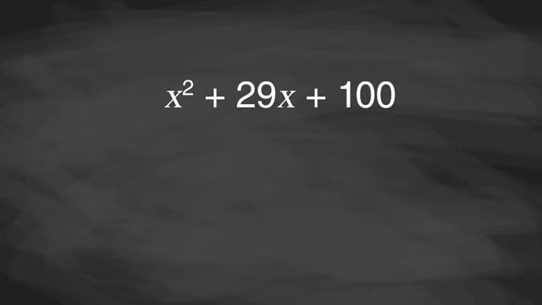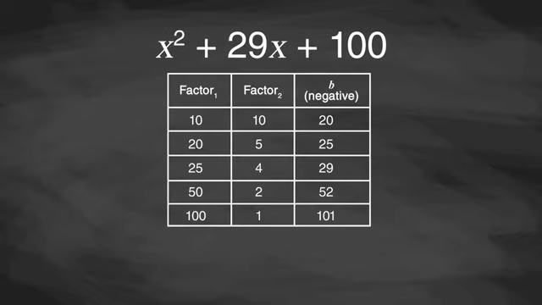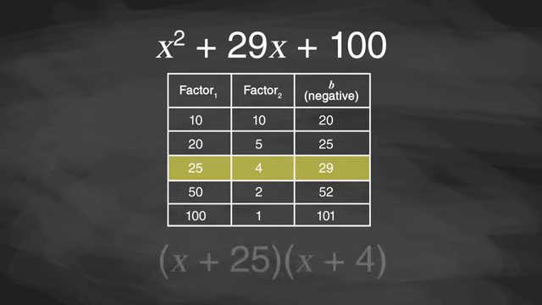Since x squared plus 29 times x plus 100 has a positive 100 and a positive b value, we can use the first table we created. We need to find the row that has 29 as the b value to determine what factors are used to rewrite it in factored form. Once the factors are determined, we can rewrite the expression. Remember, the order of the factors doesn't matter.